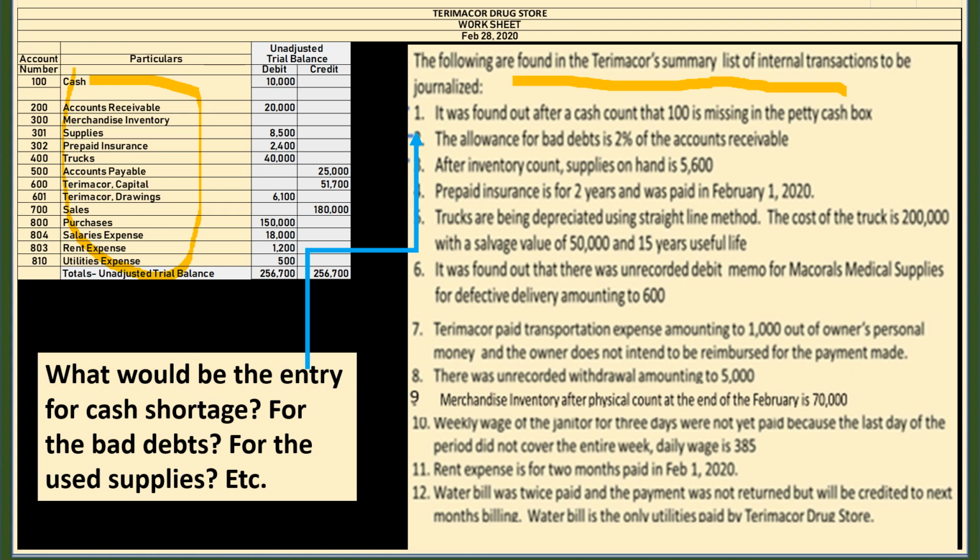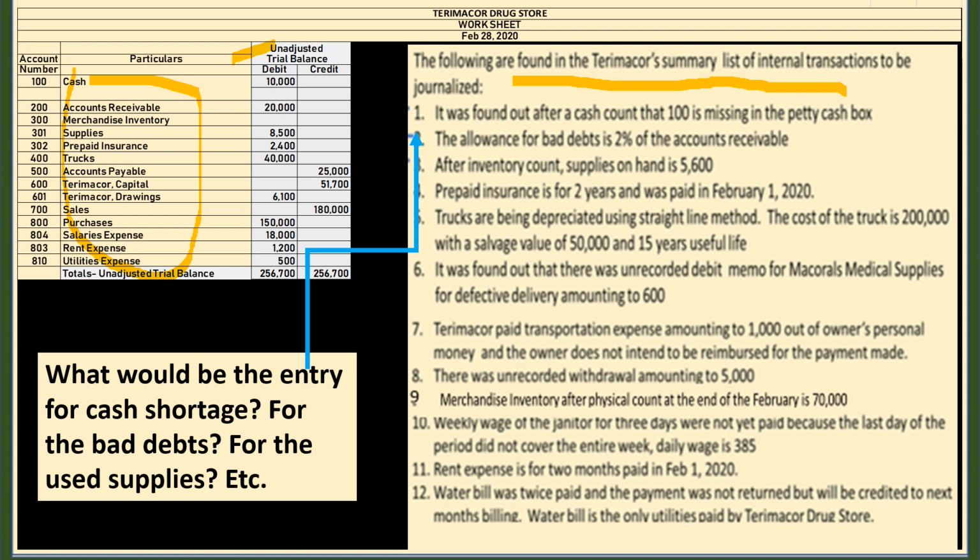After writing the unadjusted trial balance, we have to go over the summary list of data for adjustments and calculate the adjustments, then prepare the adjusting entries. So we will discuss one by one what is written in the summary list of internal transactions of Terimacor.